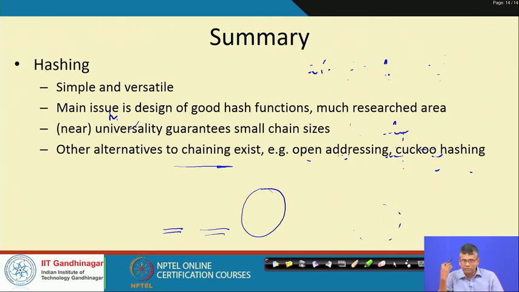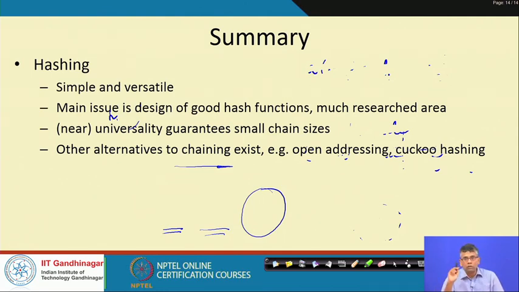And just look up the Wikipedia page for that. There's excellent literature about it, and it's a much researched area of how to create hash functions that are fast, that have provable properties and so on. What we also saw is that universality of a hash function, or even near universality, is something that guarantees small chain sizes and therefore guarantees faster query times.